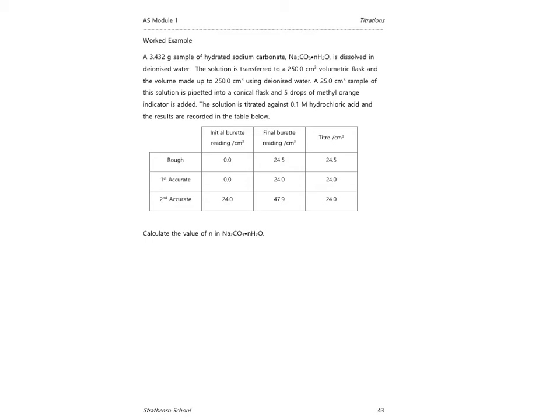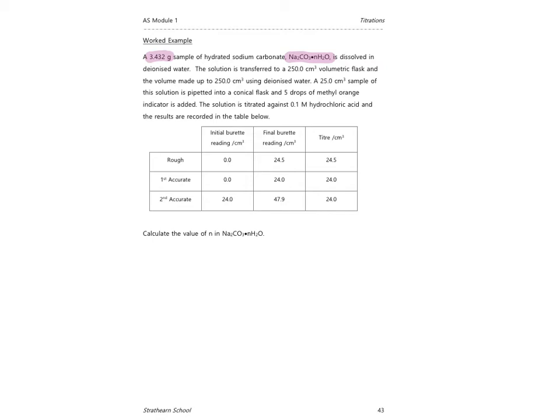So I'm going to do this by drawing my diagram for this, and I'll highlight the important information as we go. So we start with a 3.432 gram sample of our hydrated salt, and there's the formula there, Na2CO3.nH2O. The symbol in front of the water molecules doesn't matter, it's just representing the number of water molecules.